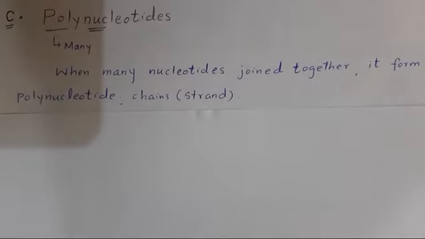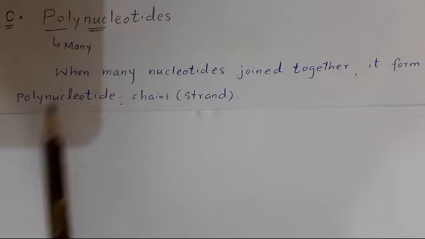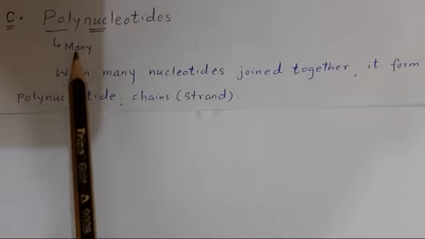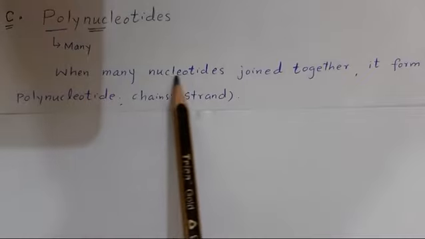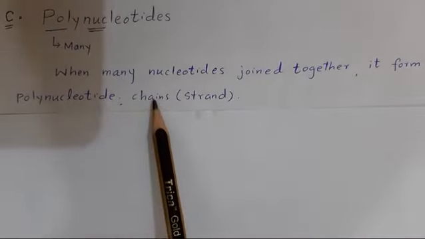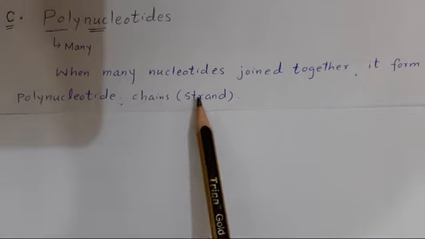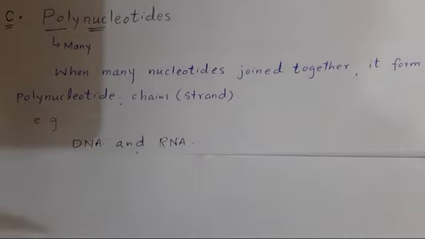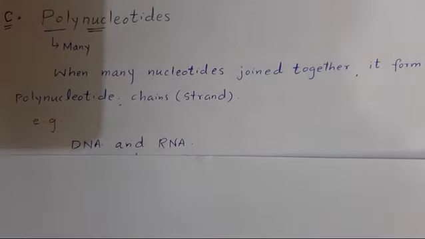Now we will study another class of nucleotides, that is polynucleotides. As the name indicates, poly means many. So what are polynucleotides? When many nucleotides join together, they form polynucleotides, or polynucleotide chains. For example, DNA and RNA are polynucleotide chains.